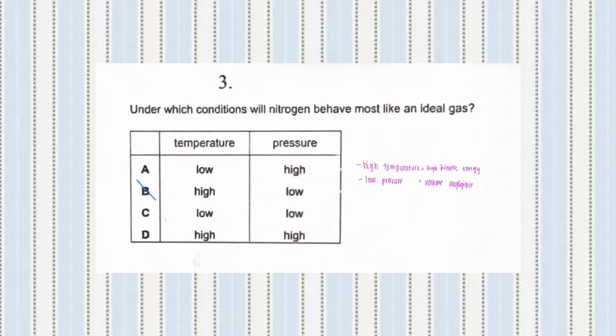Pressure is 45,518. And I round the answer to C1 because it is the nearest. First question, under which condition will nitrogen behave most like an ideal gas? Real gas behave most like an ideal gas at high temperature and low pressure, because at high temperature molecules have high kinetic energy, and low pressure keeps molecules far apart so their volume is negligible.